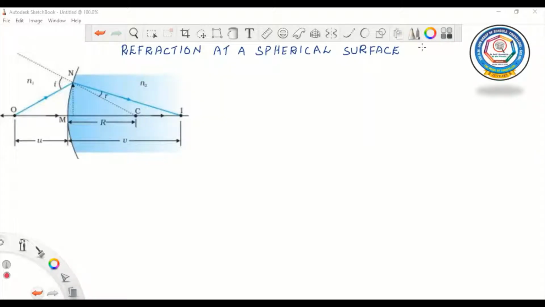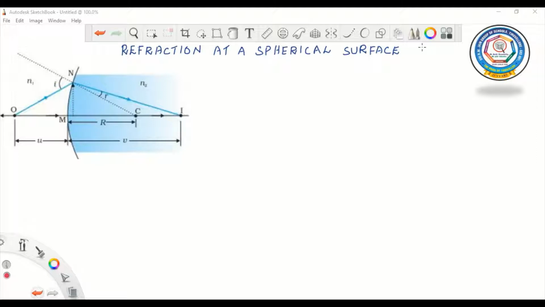Applying the formula for image formation by a single spherical surface successively at the two surfaces of a lens, we can obtain the lens maker's formula and then the lens formula. Let us start with refraction at a spherical surface.